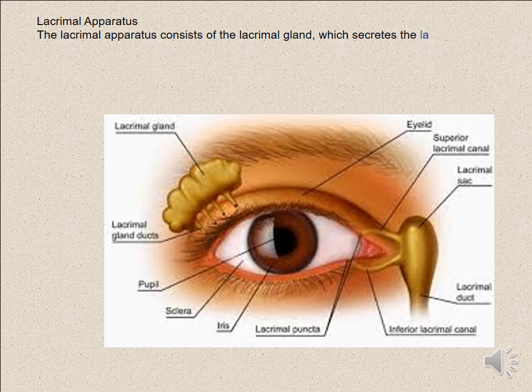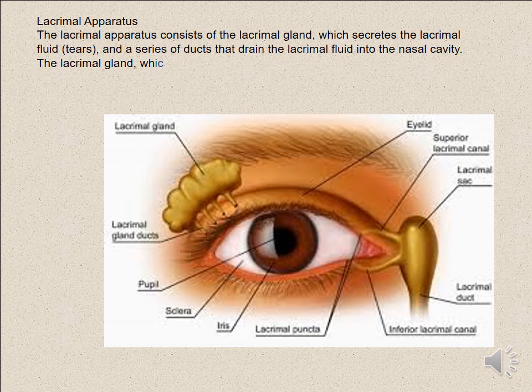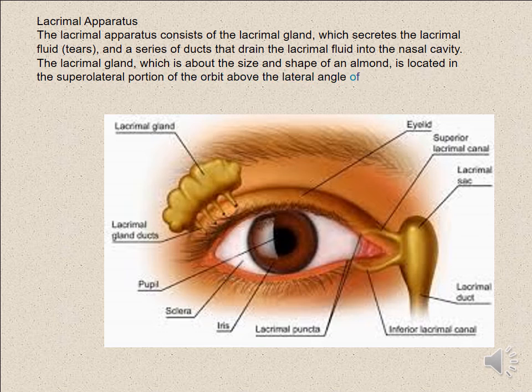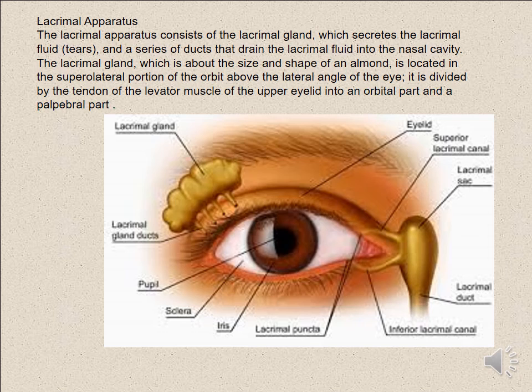The other structure within the orbital cavity is the lacrimal apparatus, which contains the lacrimal gland. The lacrimal apparatus consists of the lacrimal gland, which secretes lacrimal fluid as tears, and a series of ducts that drain the lacrimal fluid into the nasal cavity.